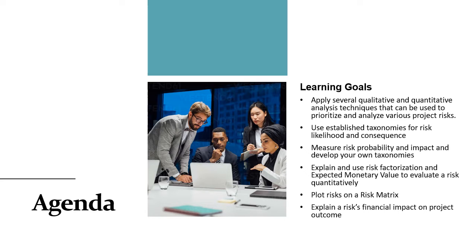Then we will start to measure risk probability and impact and develop our own taxonomies. This will lead us into risk factorization and expected monetary value to evaluate a risk quantitatively. In the end, you will be able to not just plot a risk on a risk matrix, but explain a risk's financial impact on the project outcome. So, let's jump right in.